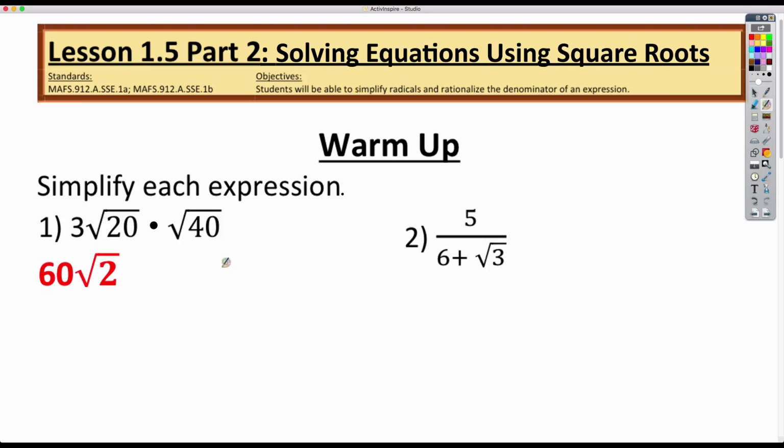Number 2, I've got sharing out student 5, 6, 22, and 18. Student 5 does not seem to be available. Student 6, what'd you get? 30 minus 5 radical 3 over 36. Student 22. I did it. And student 18. 5 radical 3 over 9. So, what it comes out to is 30 minus 5 radical 3 over 33.